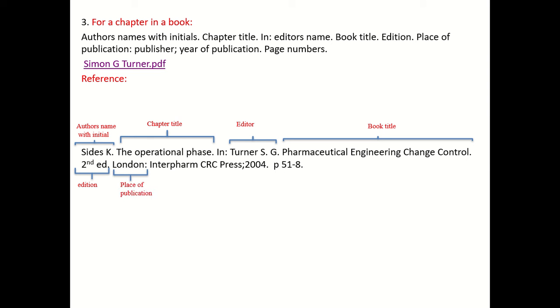The place of publication is London, as I told you. As four sites are given, you can write any site of publication. Then the publisher, Interpharm CRC Press, published in 2004, and page number is 51 to 58. So in this way you will write the reference for a chapter in a book.